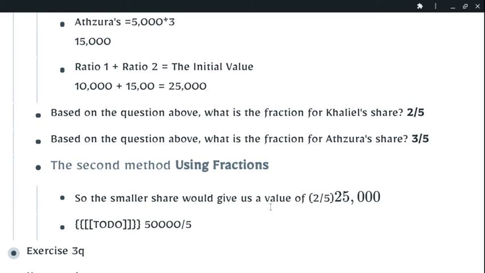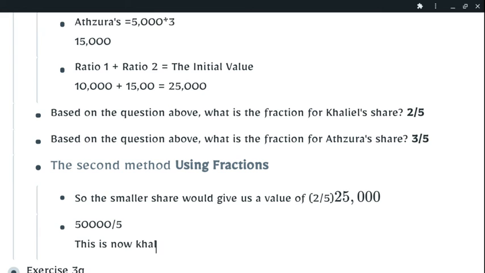Right. So, hold on, my bad. So this is now Khalil's value using the second method. Now, 50,000 divided by 5, I'm pretty sure you can tell me. So 5 into 5 goes 1, and we'll just add back the rest of the zeros. So that would still be 10,000, correct?